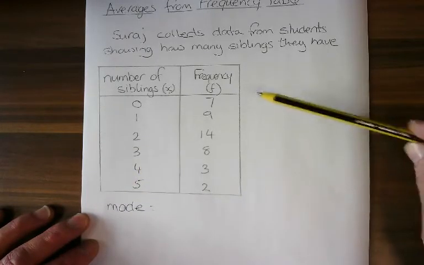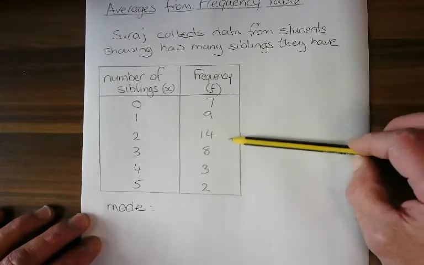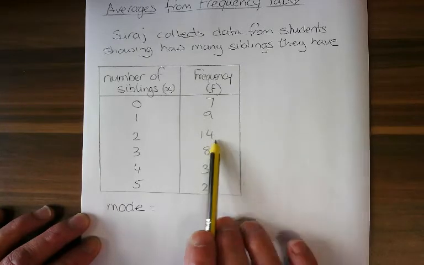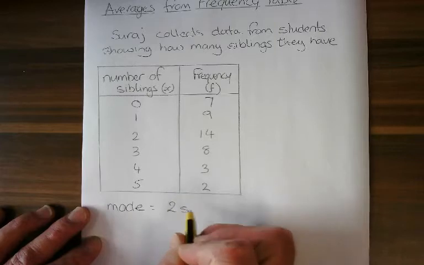On a frequency table, how we calculate that is by looking down the frequency column for the highest number, and then have a look at what data that represents. In this instance the highest number in the frequency is 14. That represents 2 siblings. So the mode would be 2 siblings.